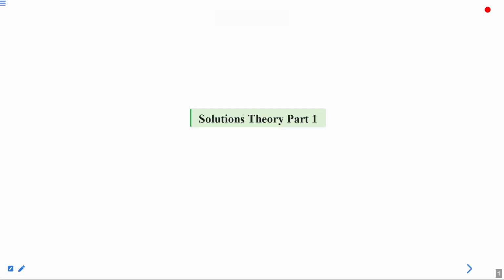NEET class. Today we will see the first chapter, which is solutions. So in this chapter we will cover the part which deals with the concentration terms.